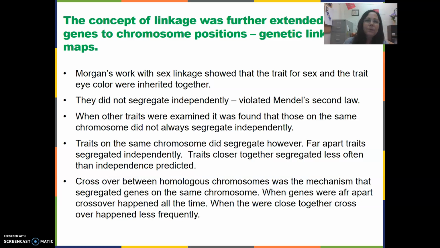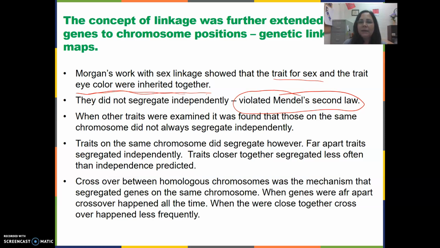Okay? So Morgan's work with sex linkage showed that the trait for sex and the trait for eye color were inherited together, that they did not segregate independently because they were linked. So anytime you talk about linkage, anytime there are traits that are linked, they violate the law of independent assortment. They do not assort. Most traits that are on different chromosomes do follow the law of independent assortment, the second law.